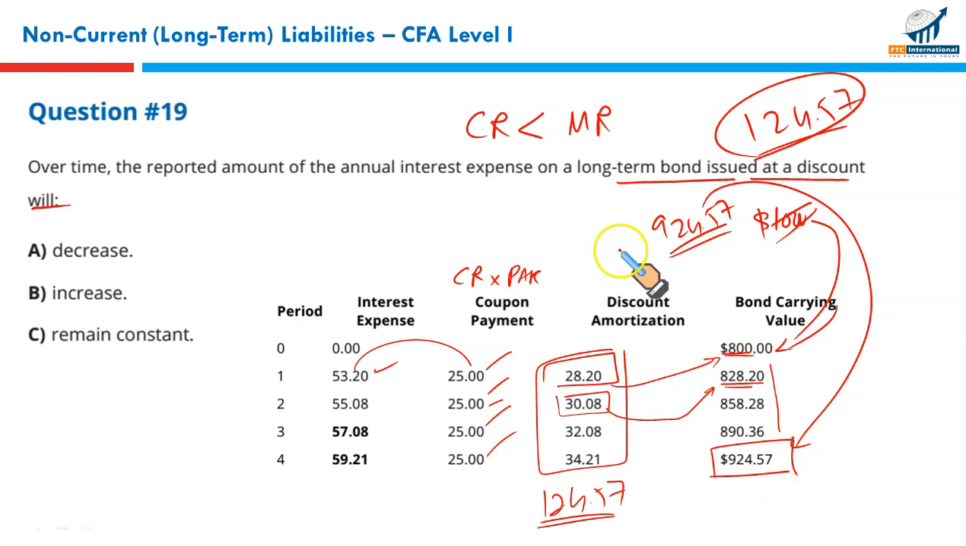So what we need to find out in this is that over the time period, the reported amount of annual interest expense on a long-term bond issued at a discount will increase. Why is it increasing? Because book value is increasing. Book value multiplied by the market rate. Market rate is fixed. Since the book value is increasing every year, that's why your interest expense is increasing every year. It increases. B it is.